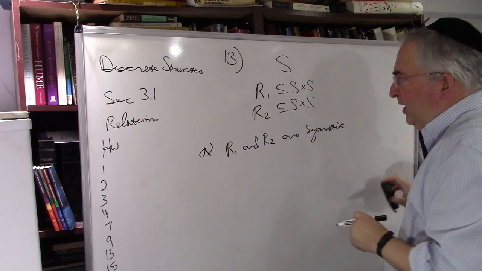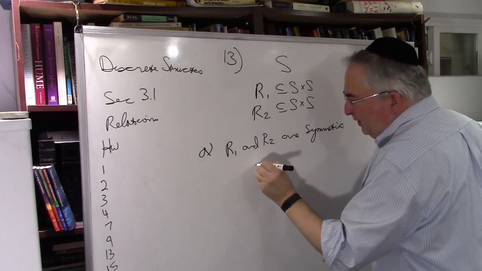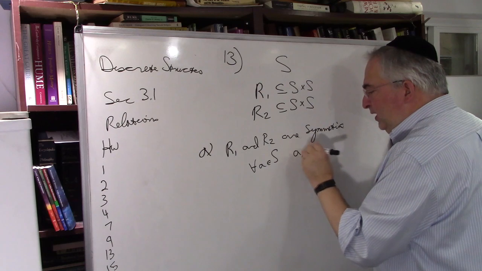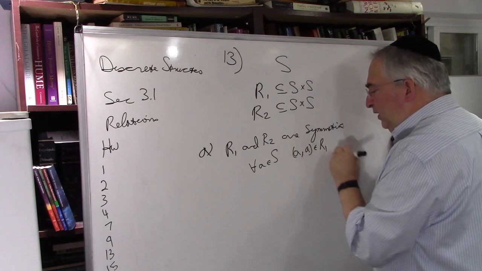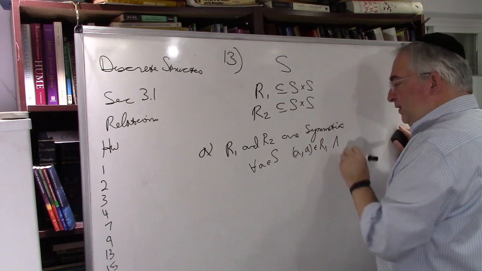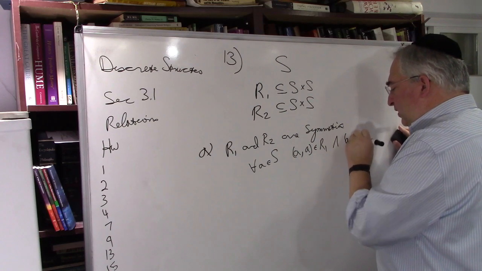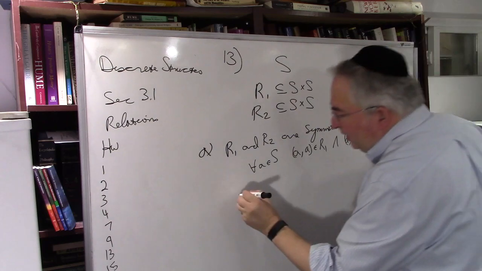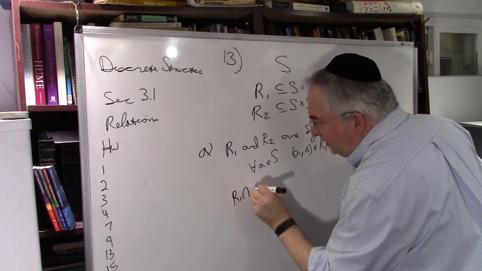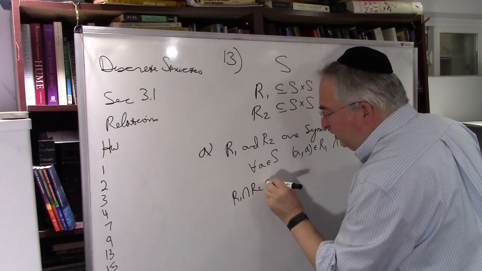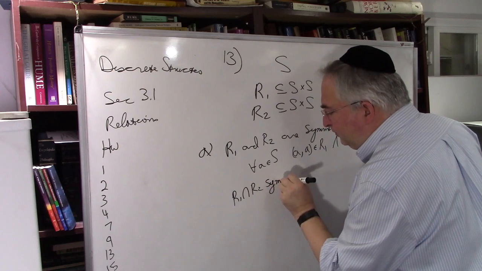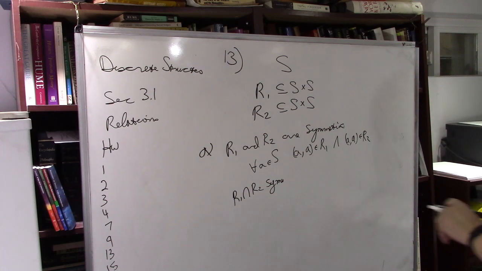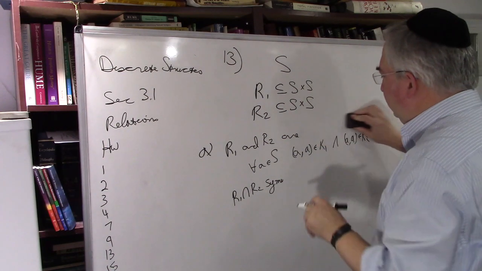What does that mean? That means for all a that are members of S, a comma a is a member of R1, and a comma a is a member of R2. Question: is R1 intersect R2 symmetric? I'm sorry. First we do reflexive. Reflexive.